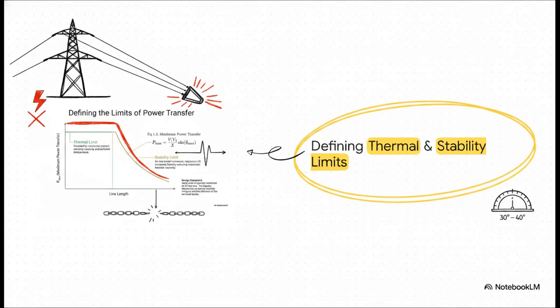For Slide 4, let's parse the axes of this maximum power transfer chart. The y-axis is power transfer, and the x-axis is line length. Notice the flat green line at the top? That's our thermal limit, restricted simply by the current carrying capacity, basically how hot the physical wires can safely get. But contrast that with this plunging orange curve. That is our stability limit. As you can see from equation 1.2 in the text, as lines get longer, their natural reactance increases, which mathematically constrains and decays our stability limit. It becomes a massive bottleneck for power transfer.